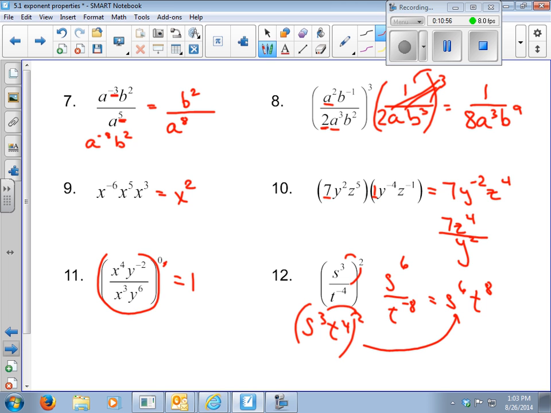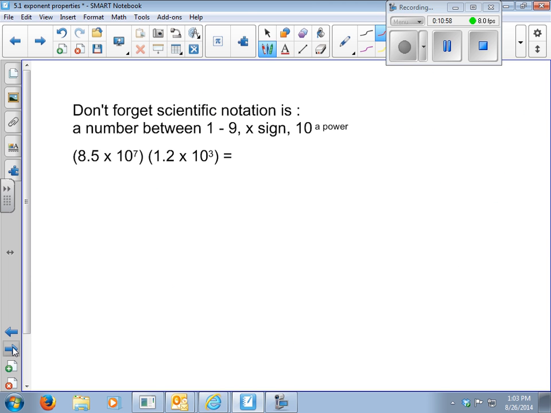Last thing I want to remind you about is scientific notation. There will be some of those questions in your homework. Scientific notation, remember, is a number between 1 and 9, the times sign, and then 10 raised to a power. Each of these represent appropriate scientific notation. Your number between 1 and 9, 8.5 here, 1.2 here, the time sign, and then 10 raised to a power.